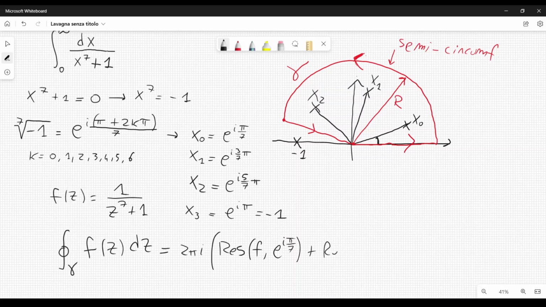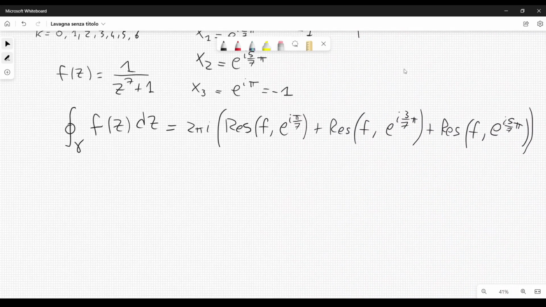plus the residue of the function f evaluated at x1, which is e to the i 3 over 7 pi, plus the residue of the function f evaluated at e to the i 5 over 7 pi, and that's it, because the contour contains only 3 roots, and these roots have multiplicity equal to 1. So we have to calculate these residues if we want to calculate the integral.